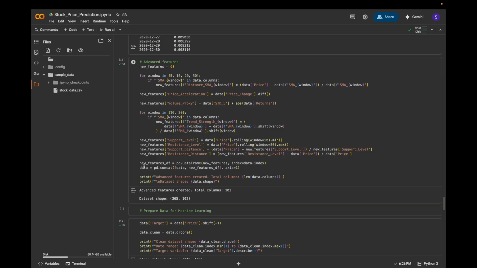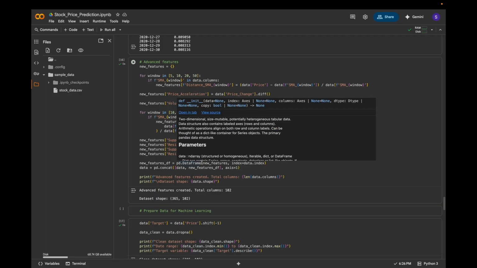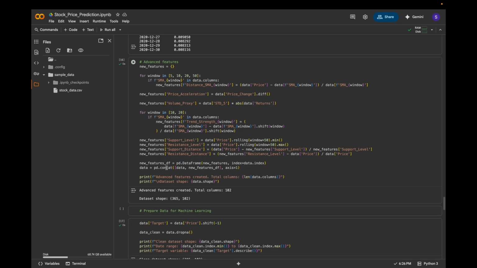And then we move on to new features df is equal to pd.DataFrame of new features, and the new features index is data.index. Data is equal to pd.concat of data and new features df, axis 1. Basically, this adds all the new features at once by using the concat function. Afterwards, we print out the total columns and the shape. So advanced features created, the total columns are 102, with a data shape of 365 rows by 102 columns.